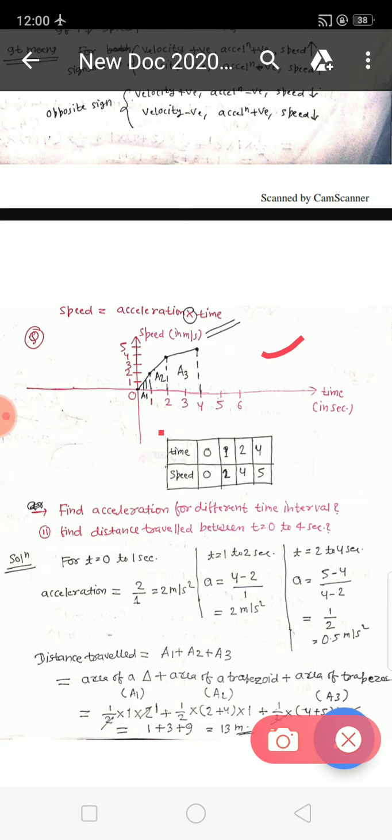For t equal to 0 to 1 second, the perpendicular length is 2, you can see here, and the base length is 1, so 2 upon 1 equal to 2 meter per second square. Similarly, you can find it from t equal to 1 to 2 second and t equal to 2 to 4 second.